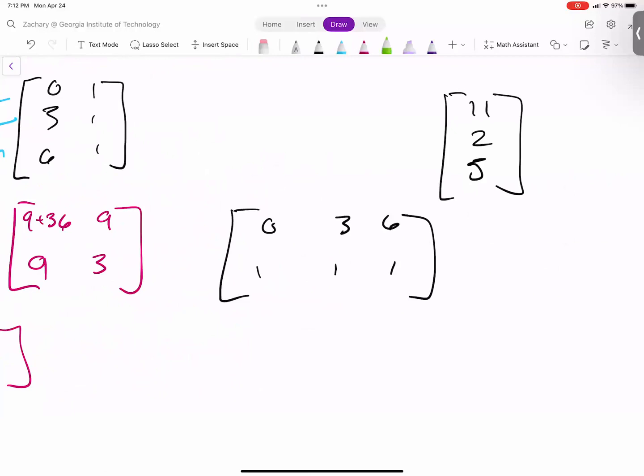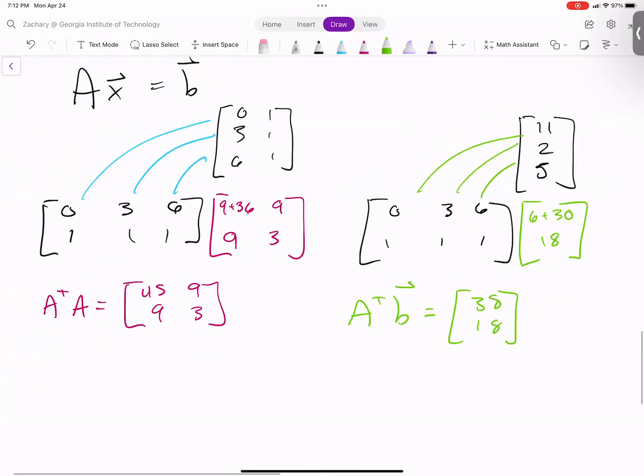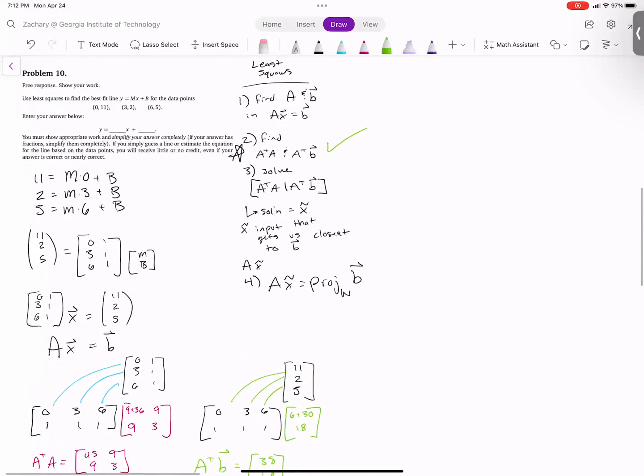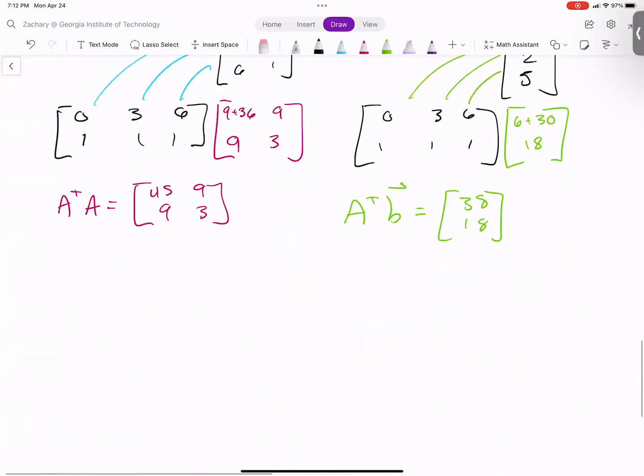So I'll do some green. This gives me 6 plus 30, and 11 plus 2 plus 5 is 18. So that gives me A transpose B equals 38, 18. So that's step 2. Very nice. Step 3, solve A transpose A augmented with A transpose B.